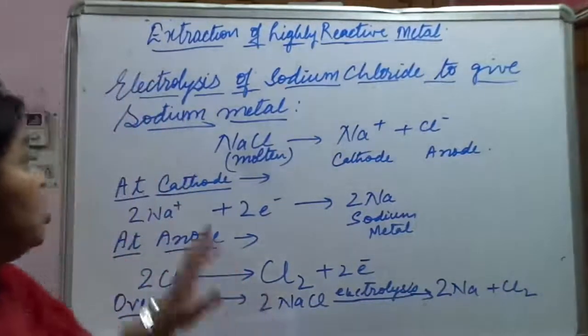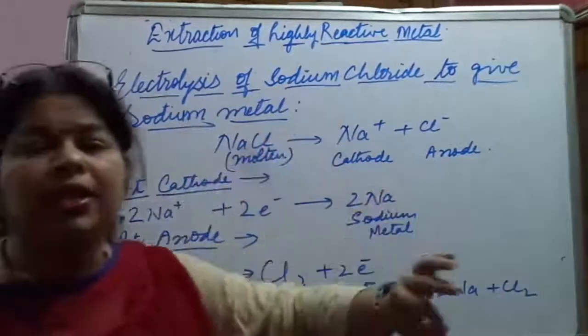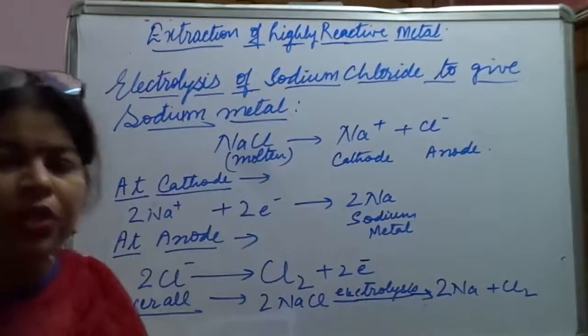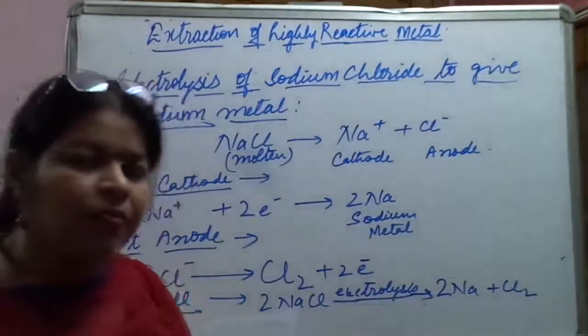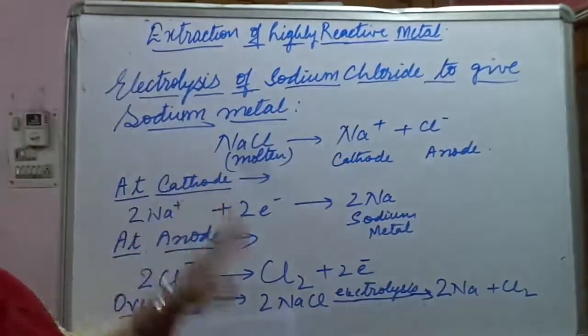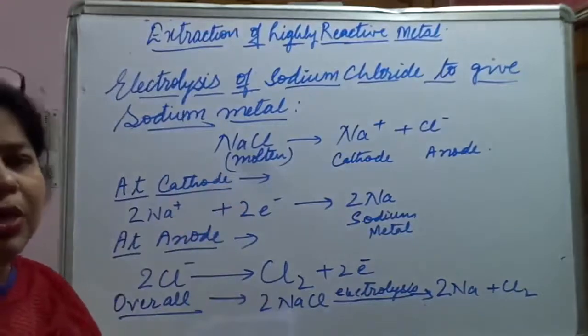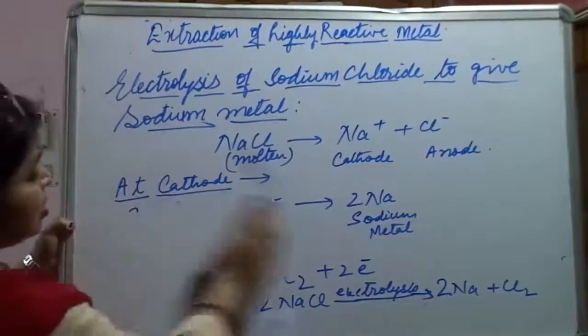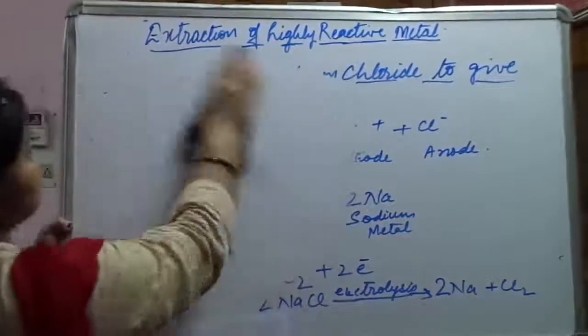So this was about extraction of highly reactive metals, which are not reduced with the help of carbon. Instead they are treated with the electrolysis method to obtain the metal. Now we come to the last thing to be discussed in metallurgy. What is the last thing we are going to discuss here? It is electrolytic refining, or refining of metals.